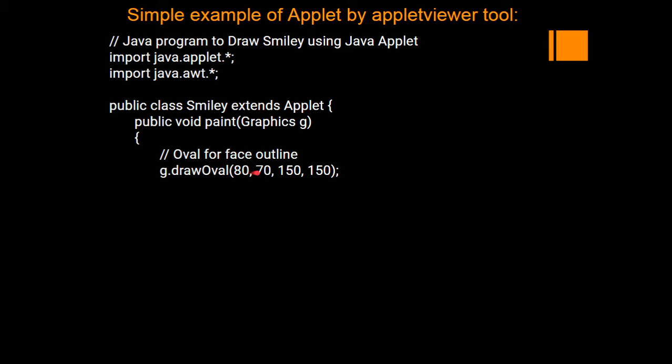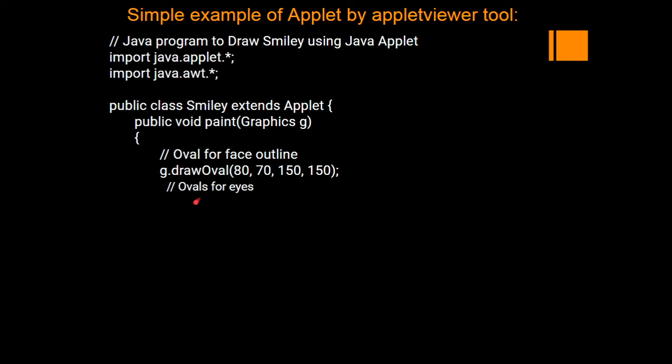The x and y are the starting values, the point on the screen where we are going to start. So the x comma y value, and then the width and height. Since the face is drawn round, we have the same value, 150 comma 150.